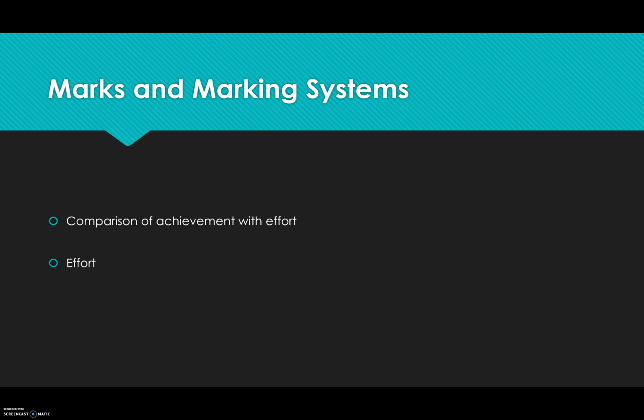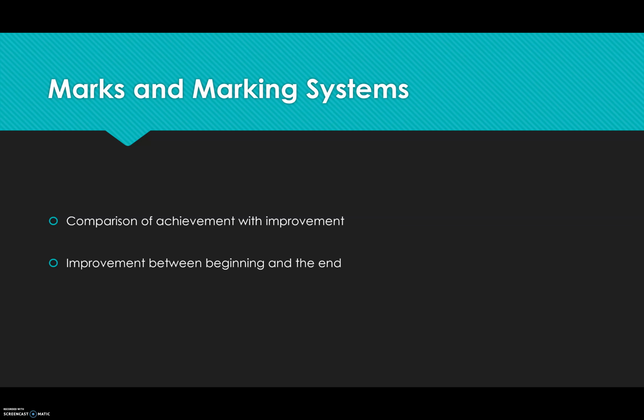There are many negatives that are associated with comparison of achievement with effort. The primary function of marking is to provide feedback about academic achievement. This system may serve to motivate students to put forth effort, but it does not give a clear indicator about achievement. There is no known measure of effort, so it is difficult to have a set standard.